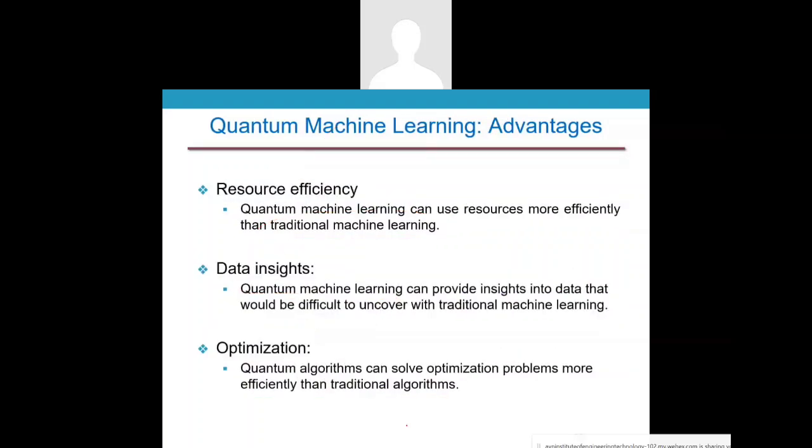So a few more advantages. Resource efficiency: quantum machine learning algorithms can use resources more efficiently than the traditional ones. Coming to the data part, data insights: extracting complete or required patterns, quantum learning can provide insights into the data that would be difficult to uncover with traditional machine learning. Then coming to optimization: quantum algorithms can solve optimization problems more efficiently than traditional algorithms.